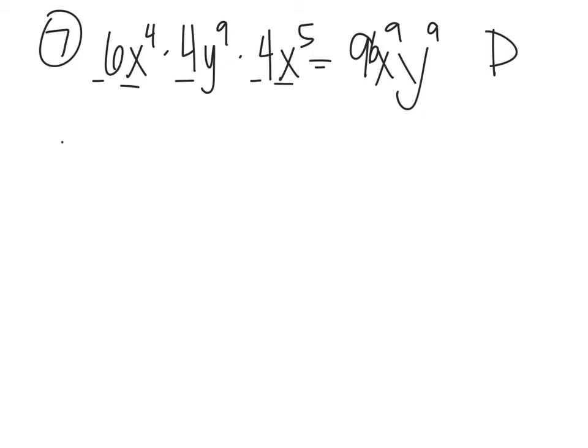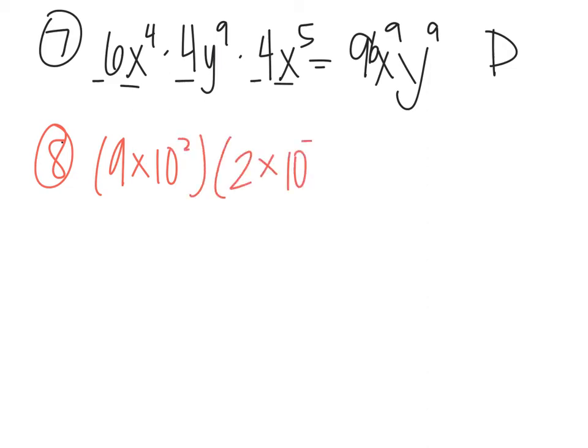Eight. 9 times 10 squared times 2 times 10 to the negative 9. I get 18 times 10, and then add the exponents on the 10s, and you get negative 7. But you have to change that so it's in scientific notation, so you're going to make it 1 decimal place smaller, which means you're going to make your exponent 1 decimal place bigger. So instead of negative 7, it's going to be negative 6, and that is C.